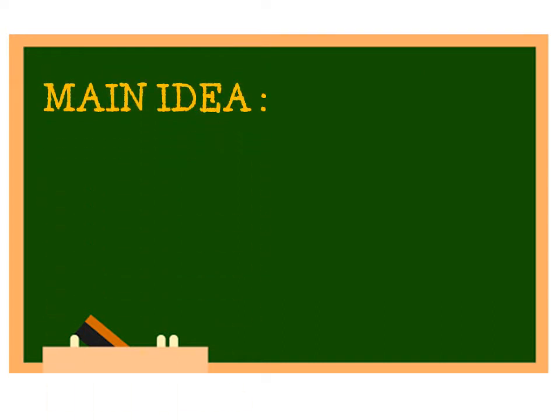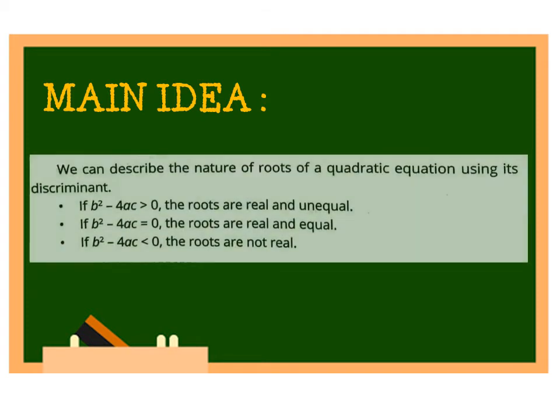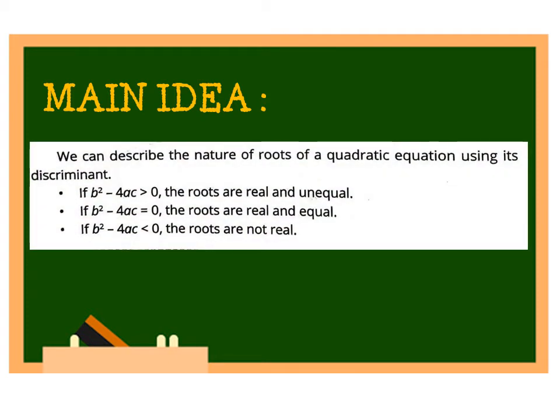Main idea. We can describe the nature of roots of a quadratic equation using its discriminant. If b² - 4ac is greater than 0, the roots are real and unequal. If b² - 4ac is equal to 0, the roots are real and equal. If b² - 4ac is less than 0, the roots are not real.